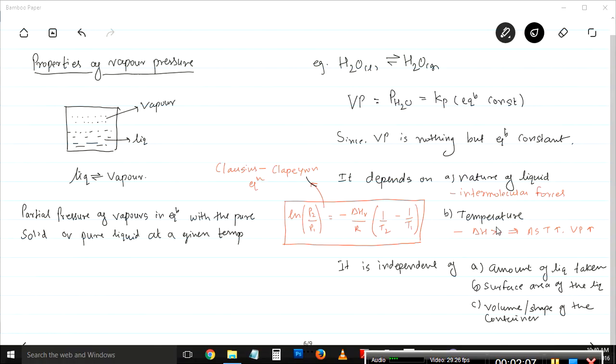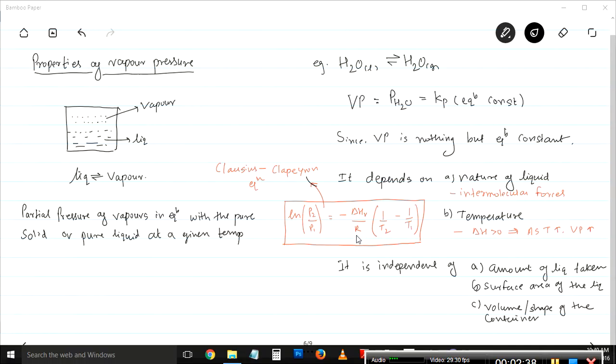The exact mathematical relationship between the vapor pressure and temperature is given by the Clausius-Clapeyron equation. So we say that ln(P2/P1) is equal to minus ΔHv/R times (1/T2 minus 1/T1). Here P2 and P1 are vapor pressures of a particular liquid at temperatures T2 and T1 respectively. ΔHv is the enthalpy of vaporization and R is the universal gas constant.